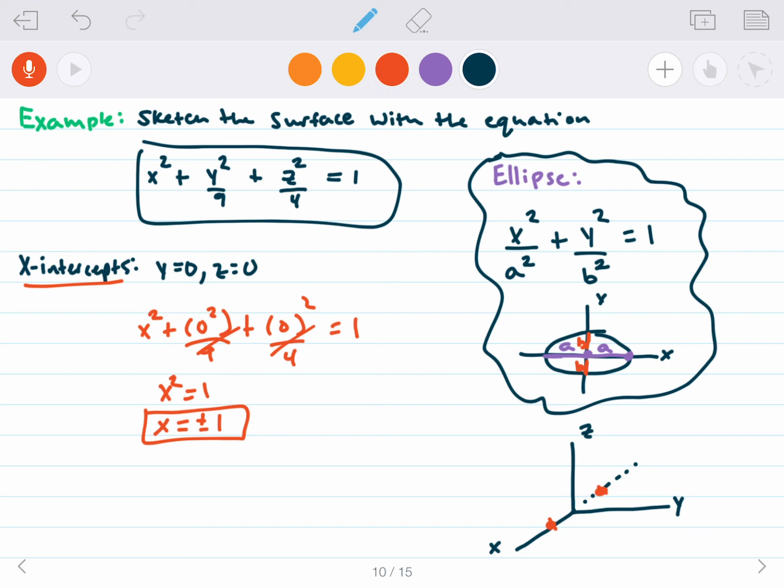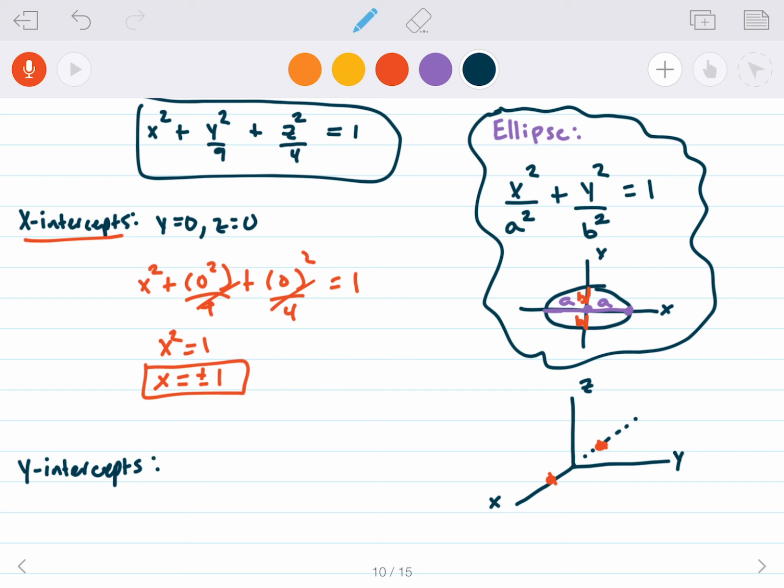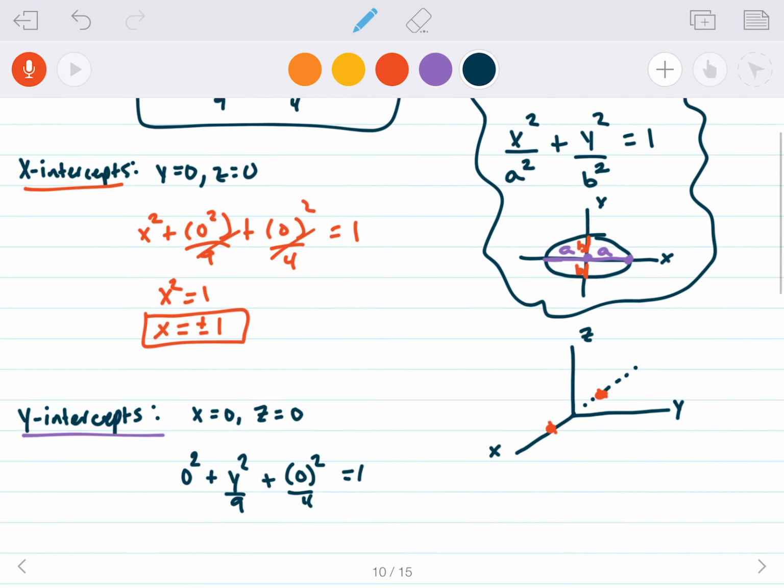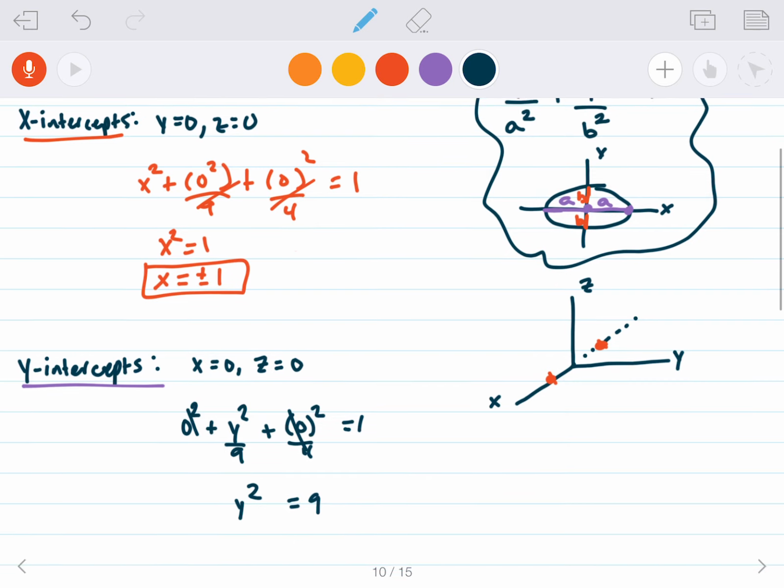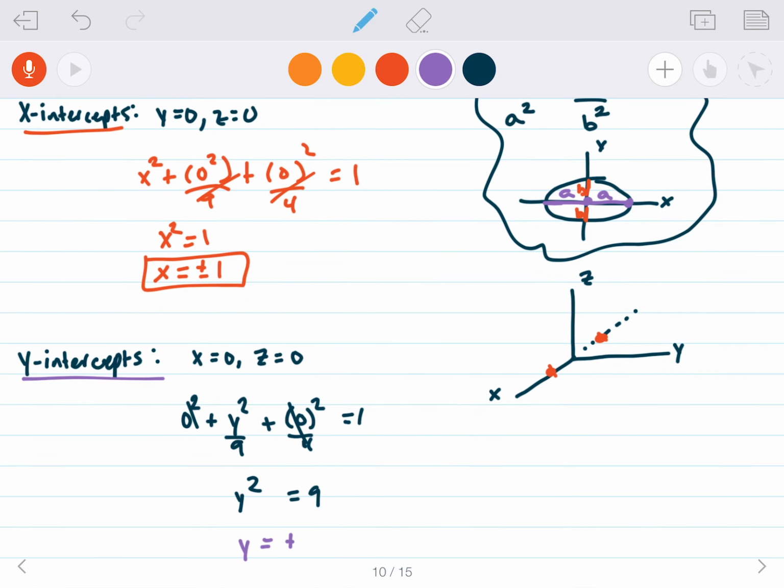So my x-intercepts, we have -1 here, and positive 1 maybe right there. Okay, let's do the y-intercepts next. So for my y-intercepts, this time x and z are 0. So I have 0 squared plus y squared over 9 plus 0 squared over 4 equals 1. And I'm going to solve for y. Multiply both sides by 9 to get y squared equals 9. Take the square root of both sides to get y is plus or minus 3. So those are my y-intercepts.